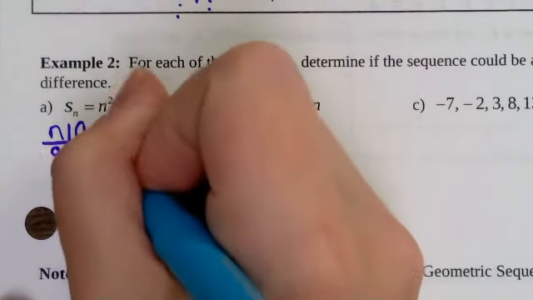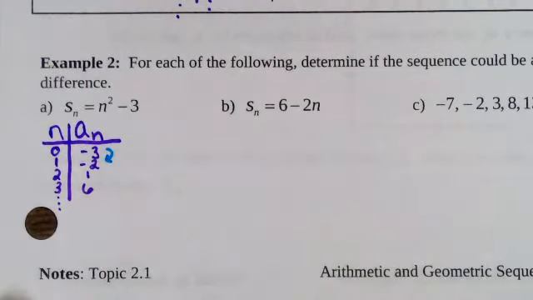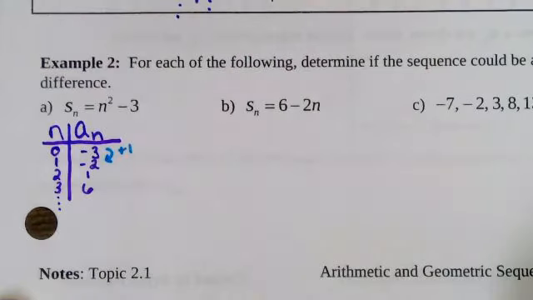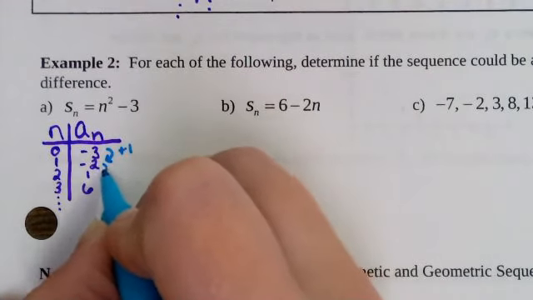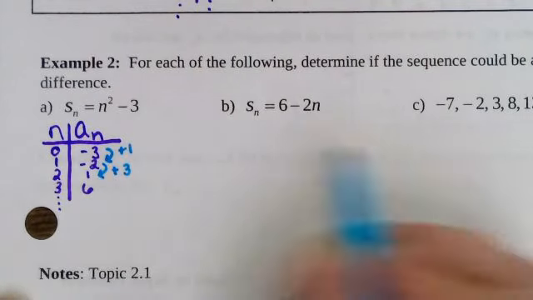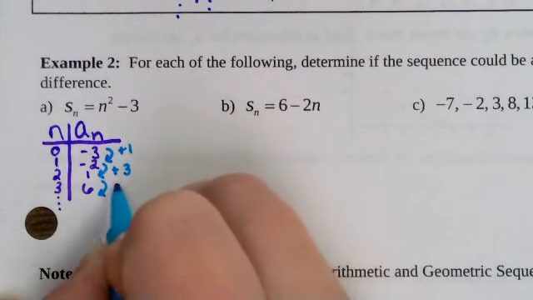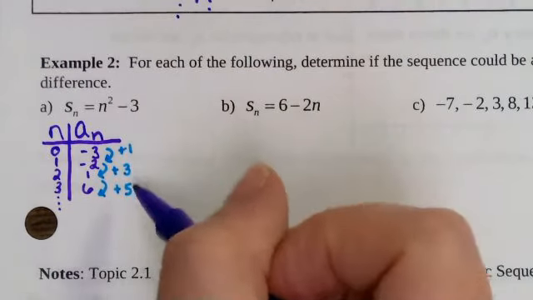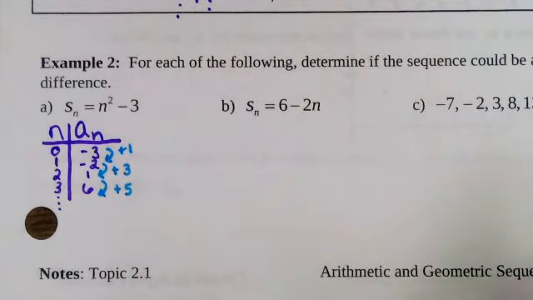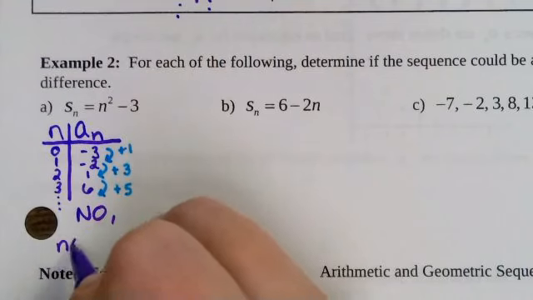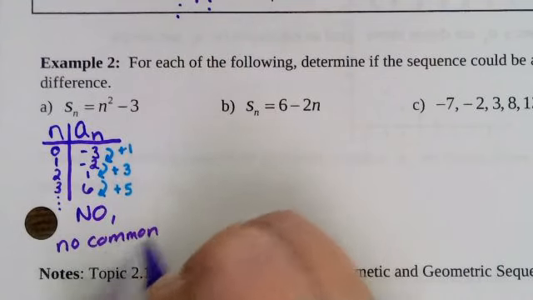If we go from one term to the next, from negative 3 to a negative 2, that value went up 1. If I go from a negative 2 to a positive 1, that went up 3. And from a positive 1 to a positive 6, this went up 5. We do not add the same number every single time. We added 1, add 3, add 5. That is not a common difference. So we're going to say this is not arithmetic. So no, there's no common difference.